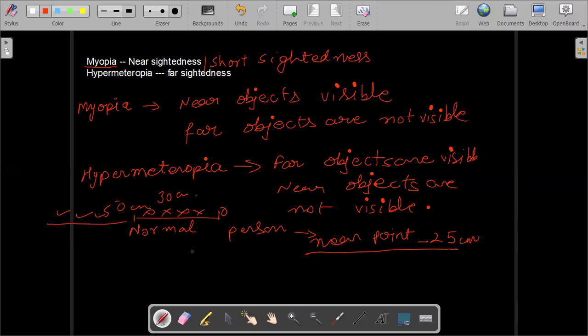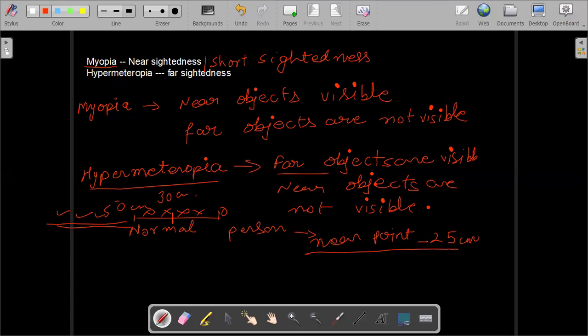Got it? So he should be able to observe the objects up to 25 centimeter, but he is not. So this is what we call hypermetropia. See, farsightedness. He can see beyond 50 centimeter, but he can't see before 50 centimeter. Got it? Is this clear to everyone? Yes, sir. Any doubt?